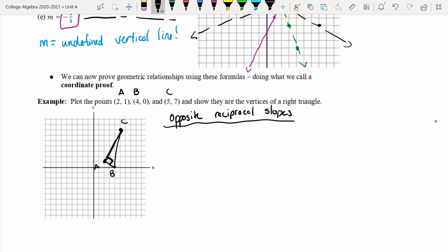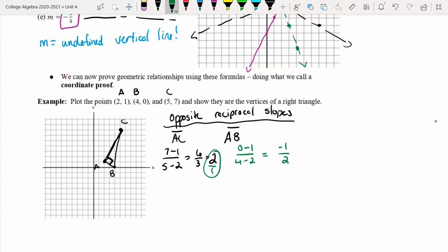All right, and if you look at AC and AB, that's the ones I'm talking about. So those segments. So AC, I would do 7 minus 1 over 5 minus 2, which is 6/3, which is 2. Awesome. AB is 0 minus 1 over 4 minus 2, which is -1/2. So if I take this and I flip it and change the sign, I get that, which means they're opposite reciprocals, which proves it's a right triangle. So yes, right triangle. If it's not a right triangle on the Hawks, it's going to be isosceles or scalene. Usually it's going to be isosceles, just as a heads up.